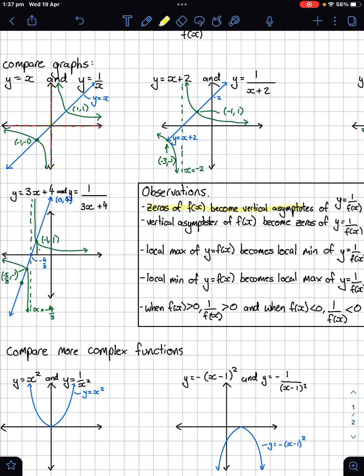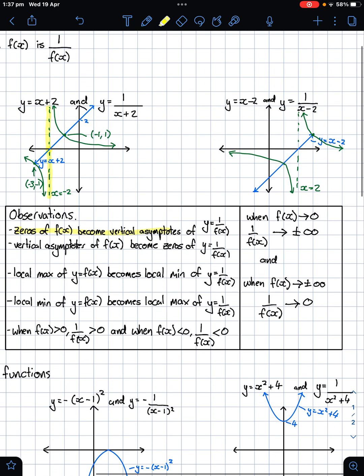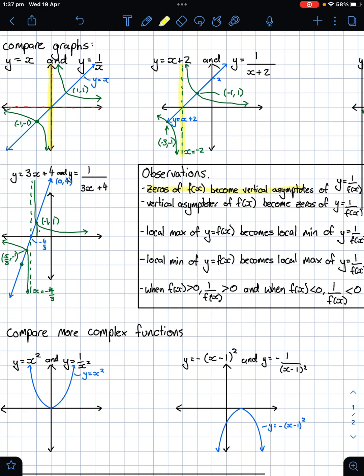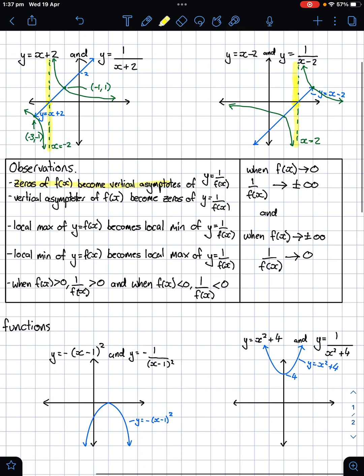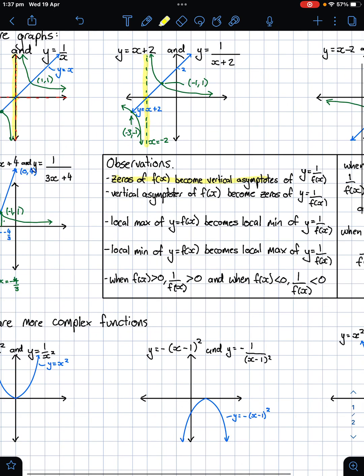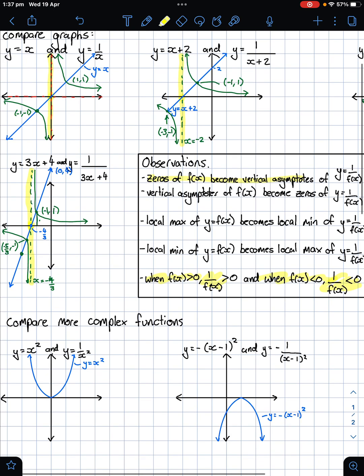So here's a 0, that gave us this asymptote. Here's a 0, that gave us this asymptote. And then we've got this other rule over here, which sort of says, well, we've got these ones here. When f of x is positive, the reciprocal is positive. And when it's negative, the reciprocal is negative, which you see in these functions, they both follow that same trend.